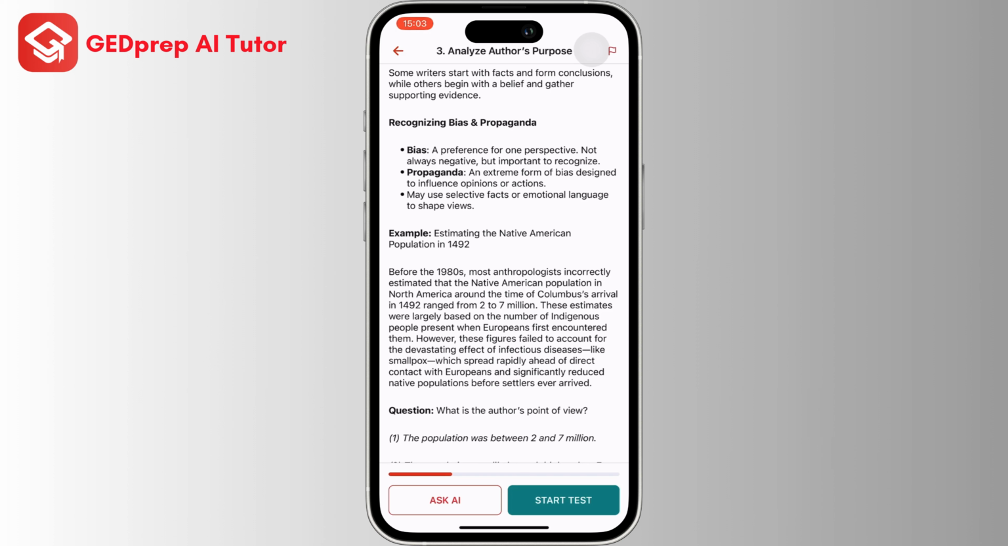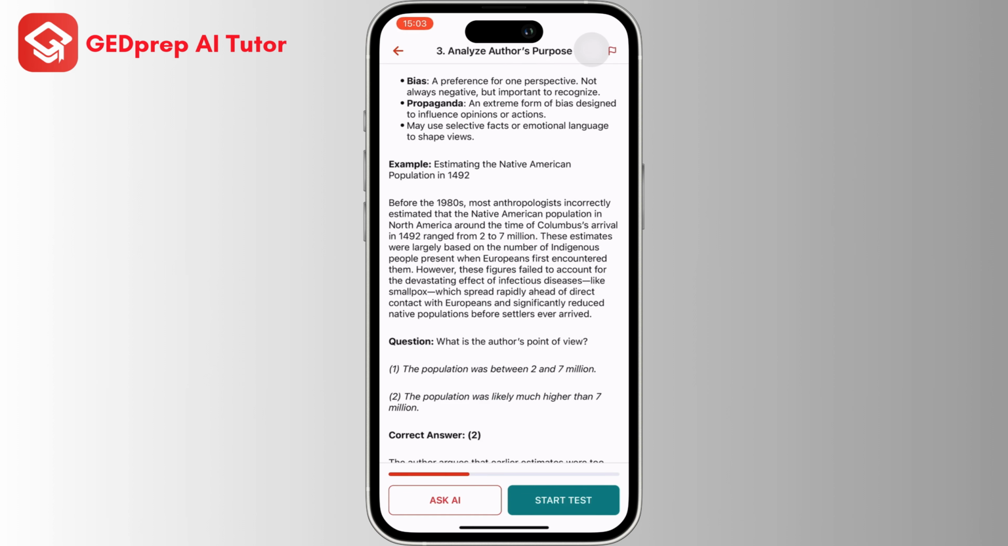Recognizing bias and propaganda. Bias is simply a preference for one perspective over another. It's not always negative, but it does influence how information is presented. Propaganda is an extreme form of bias. It is specifically designed to influence people's opinions or actions. This may involve using selective facts or emotional language to sway the audience.